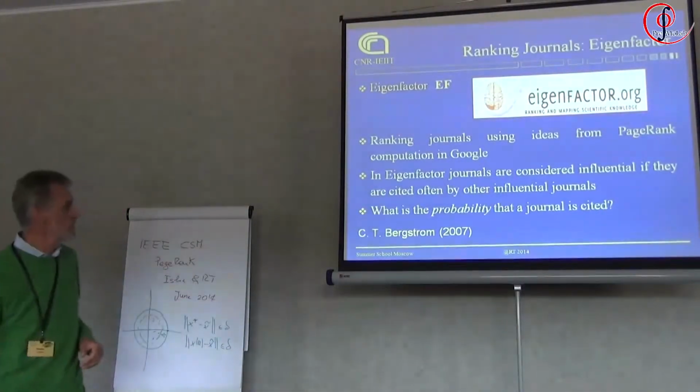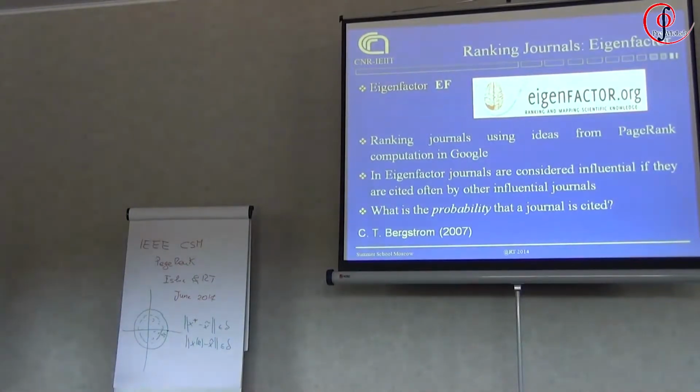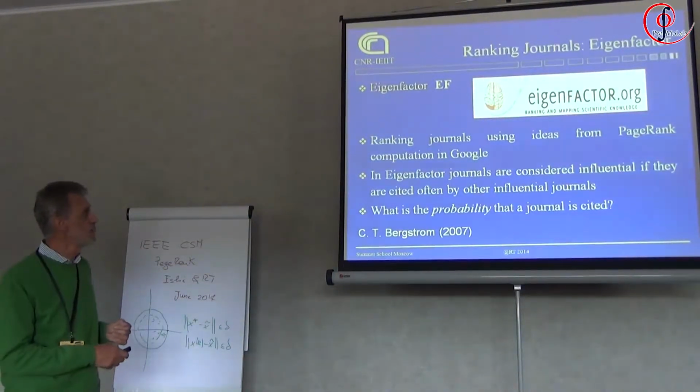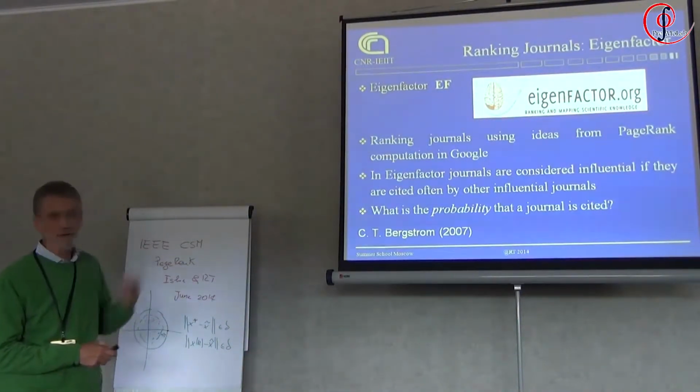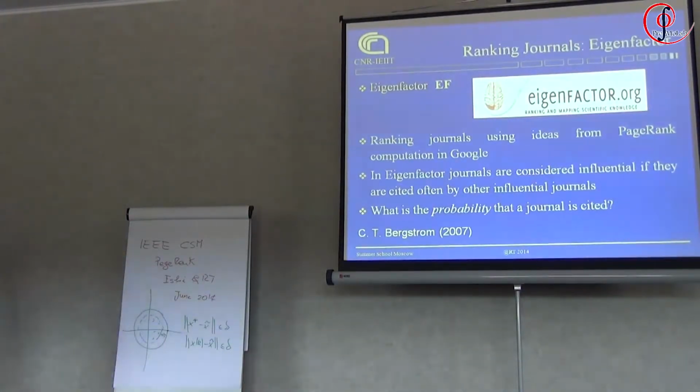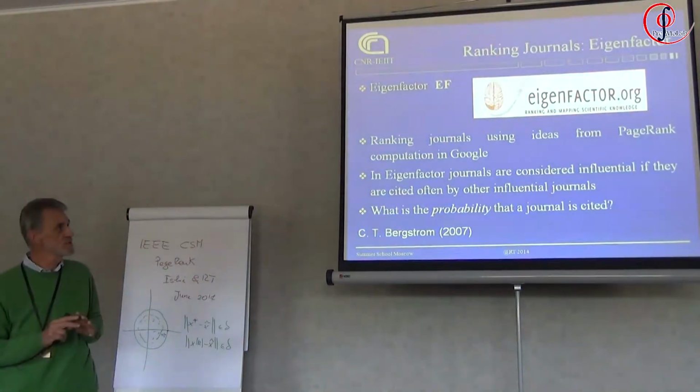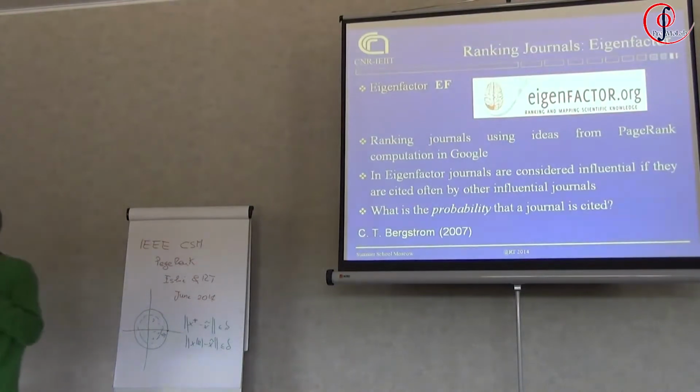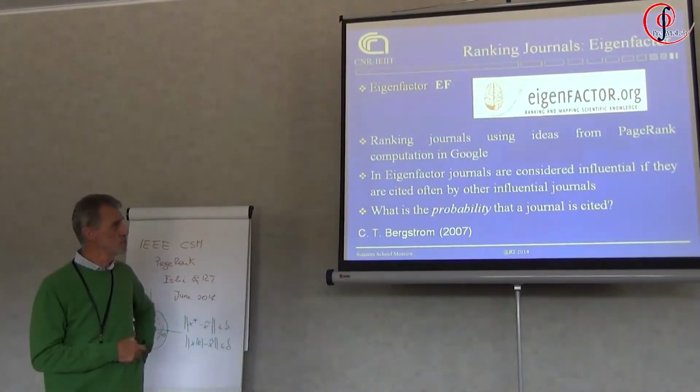So, eigenfactor. Bergstrom, who is a professor of biology in Seattle, started this idea and he had a company, and the idea was to rank journals using ideas from PageRank. He has been very successful, I don't know from the financial business viewpoint, but because this indicator is now, since a few years, an official indicator within ISI. So ranking journals using ideas from PageRank computation is good.